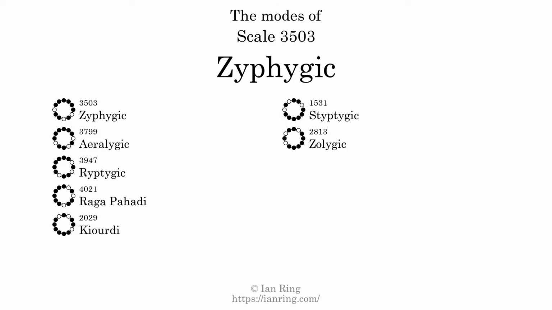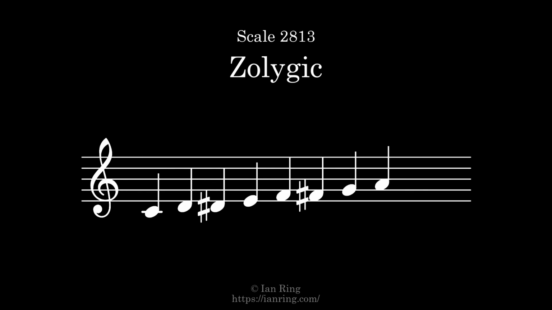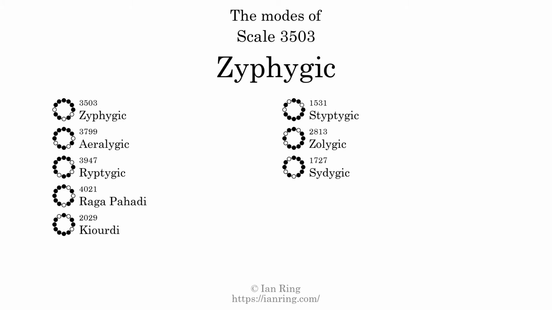The seventh mode is scale 2813, also known as Zyphygic. It sounds like this. The eighth mode is scale 1727, also known as Zyphygic. It sounds like this.